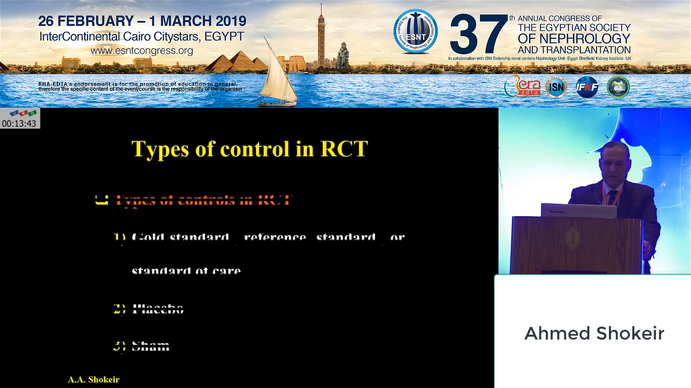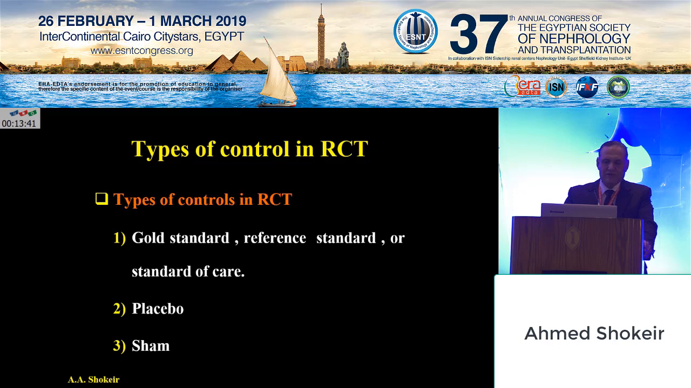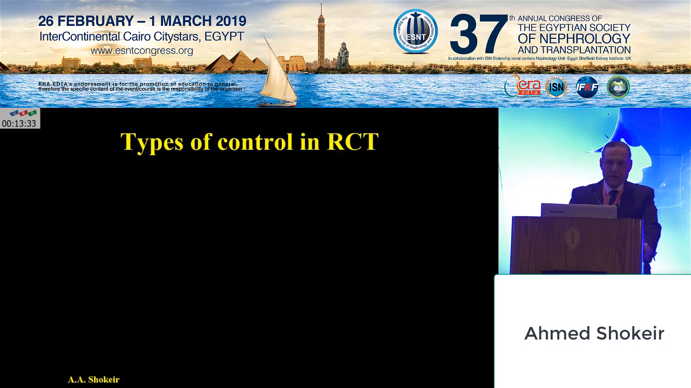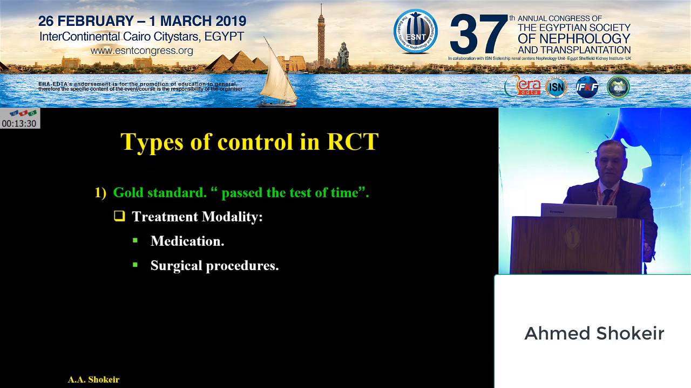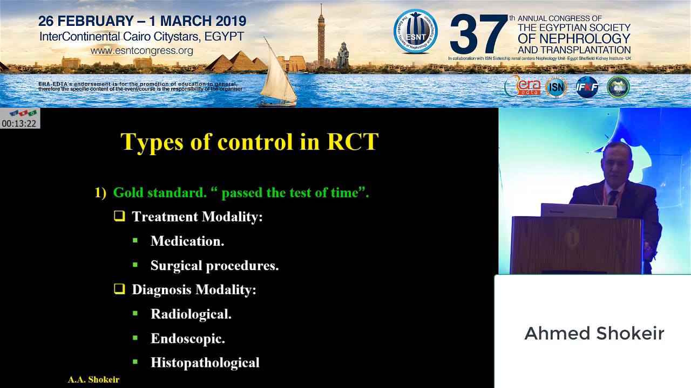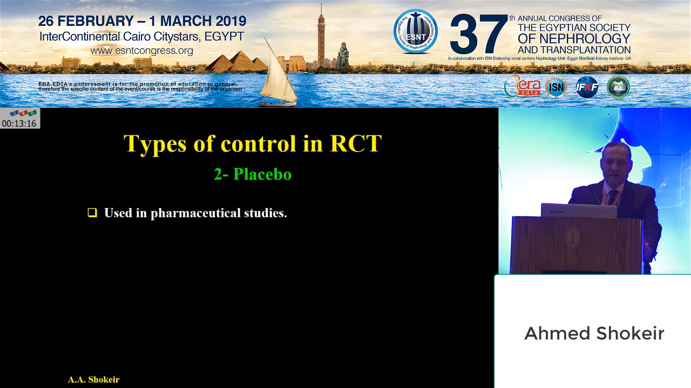And these are the most common types of controls. Number one is the gold standard, reference standard, or standard of care. Number two is placebo, and number three is sham. The first type is the gold standard, which is something that has passed the test of time. This could be a treatment modality like medication or a surgical procedure. It could be a diagnostic modality like a radiological, endoscopic, or histopathological modality. The second type of control is the placebo.